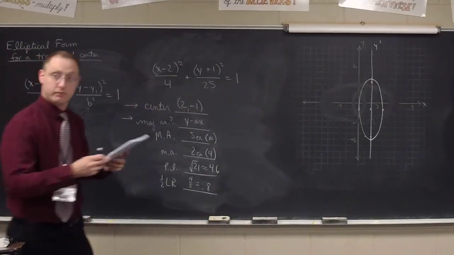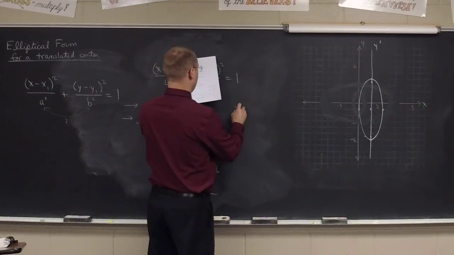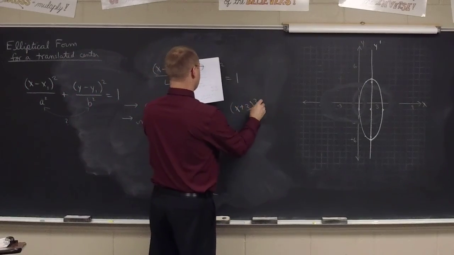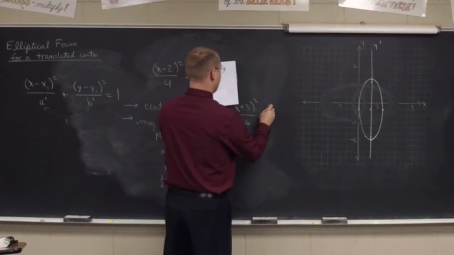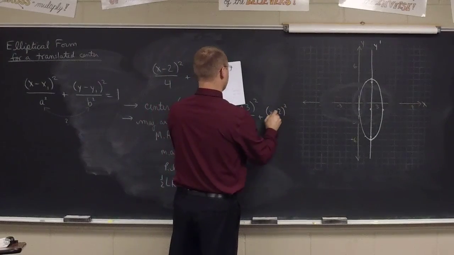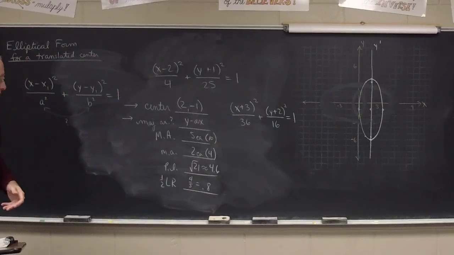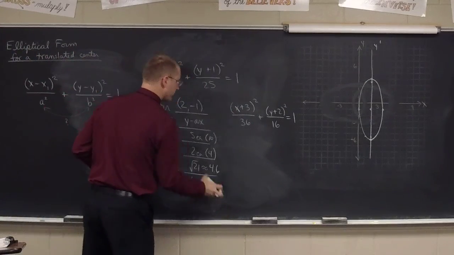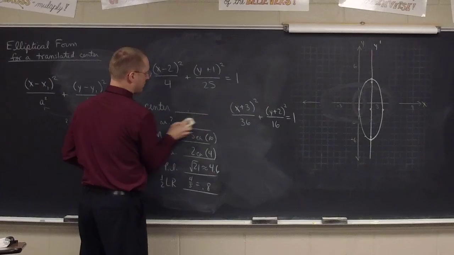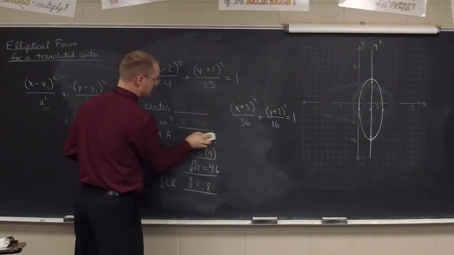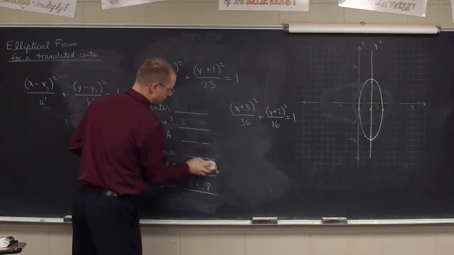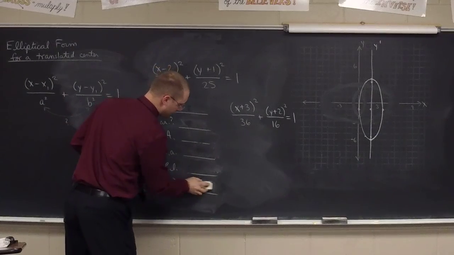Write this one down. X plus 3 squared over 36 plus y plus 2 squared over 16 equals 1. Stay with me. The bell's going to ring here in just a moment. Stay with me through the bell if you could. Give you just a minute or so over.